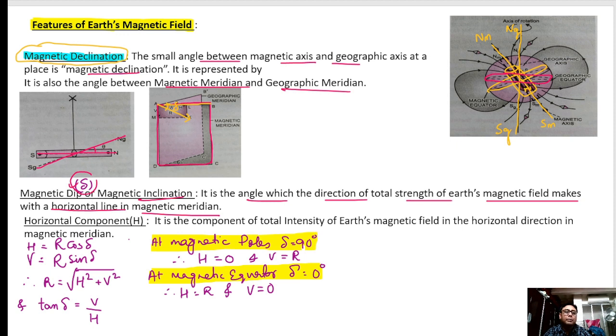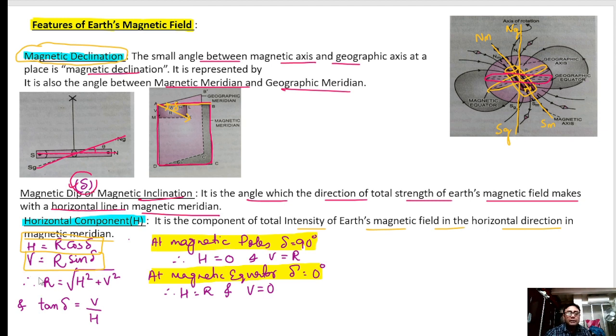And the horizontal component is the component of the total intensity of Earth's magnetic field in the horizontal direction in the magnetic meridian. So we can write that V will be the vertical component of the Earth's magnetic field, R sine sigma. Horizontal component will be R cos sigma.